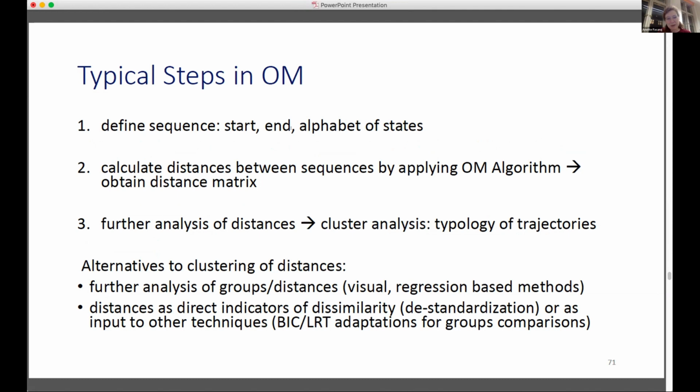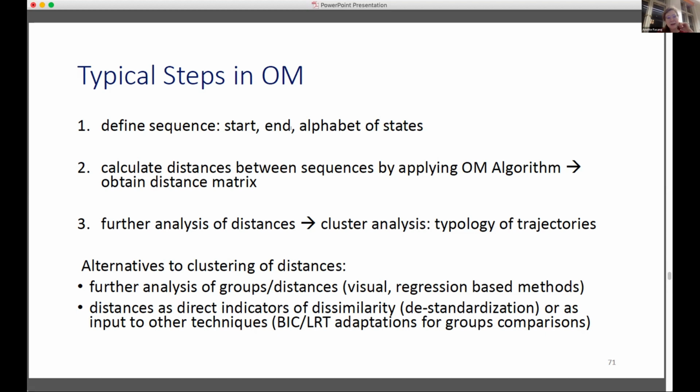And with this pairwise distance matrix, I can do all sorts of things. Either I put it into a cluster analysis to get a typology of trajectories, or I can use the distance matrix as a direct indicator for the differences, how standardized or destandardized, how much variability there is in one group of sequences as opposed to the others. And there's other ways also to analyze these distances. What you cannot do is use these distances easily as a dependent variable in a regression analysis.